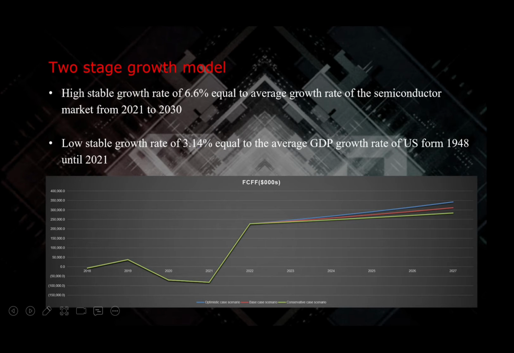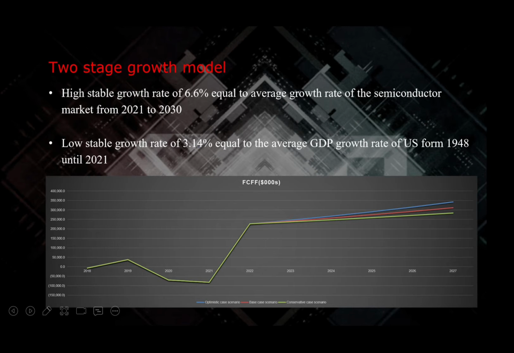Based on a report by Precedence Research, the compound annual growth rate of the semiconductor market from 2021 to 2030 is expected to be equal to 6.6%. We create three scenarios based on this growth rate: a conservative, a base, and an optimistic scenario with growth rates of 4.6%, 6.6%, and 8.6% respectively. As you can see in the diagram, the value varies between the three scenarios, but in all three, Ambarella gains great value through the years.